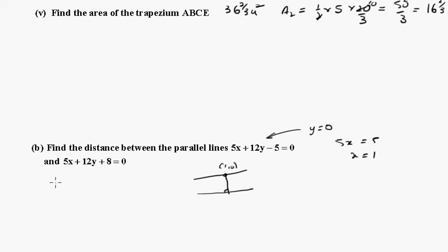So we're going to say that distance is equal to 5 times 1 plus 12 times 0 plus 8, all over the square root of 25 plus 144. And that's 169, the square root of which is 13. And on the top line, we're going to get 5 plus 8, which also equals 13. So it's 13 over 13, which is just 1.